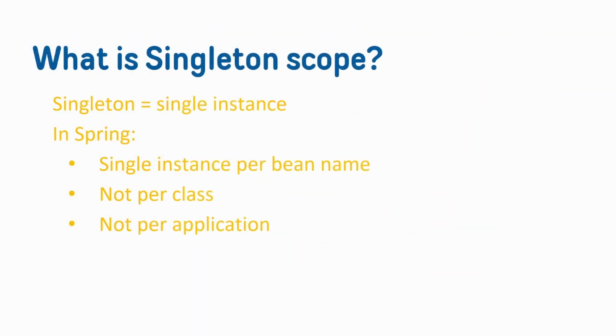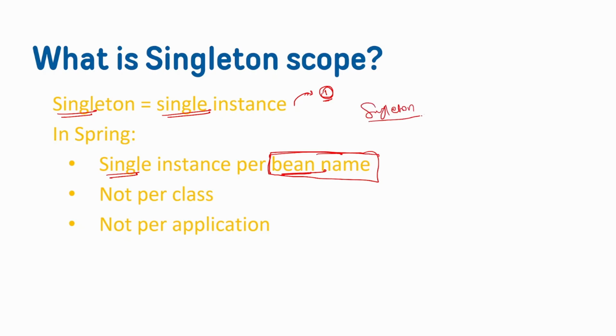So let's see. Now you understand that singleton means a single instance. But what does single instance mean? Is it per class, per name? In Spring, it is a single instance per bean name. If you are aware of the singleton class pattern, in which only one instance per class is allowed, in Spring it is a single instance per bean name.